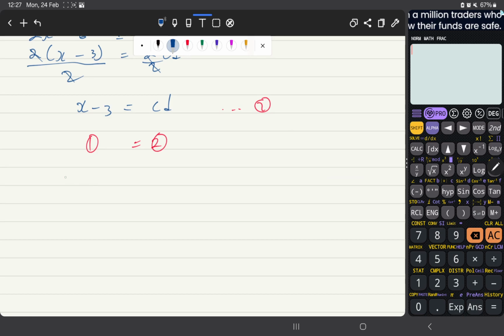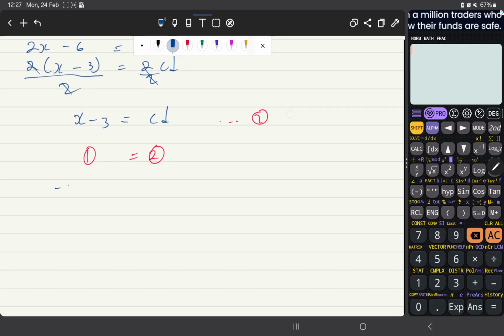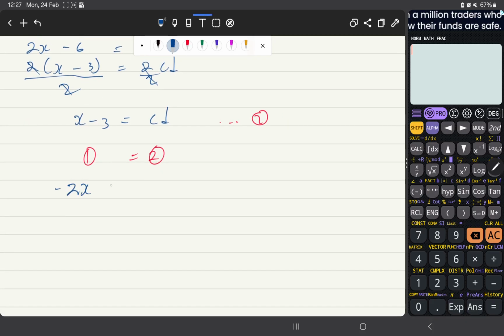Now I'm going to have minus 2x minus 9, that must be equal to minus 3x. Yes, common differences have to be the same, they must be equal. That's why I'm using the equal sign. So now we can do the maths.